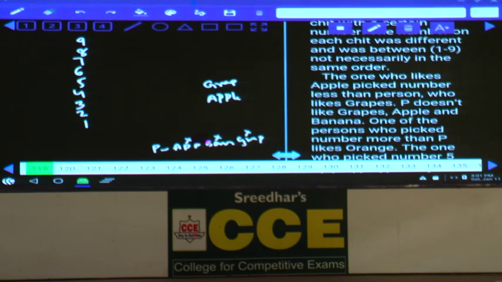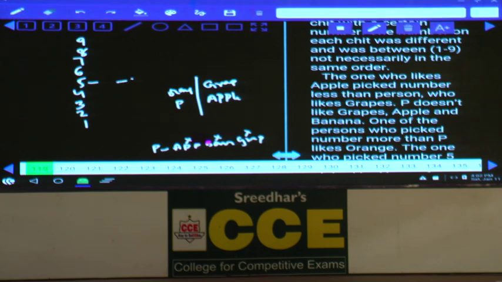One of the persons who pick a number more than P likes orange. That means the orange person's number must be more than this P. Now there are two pieces of information: P is less than orange, and the one who picked number 5 likes mango.